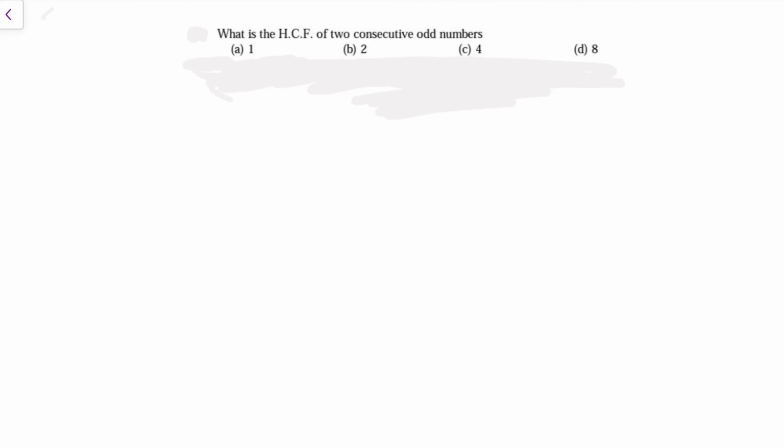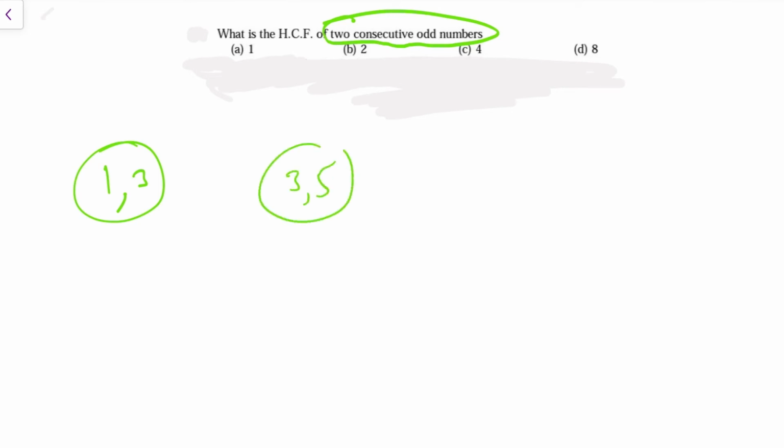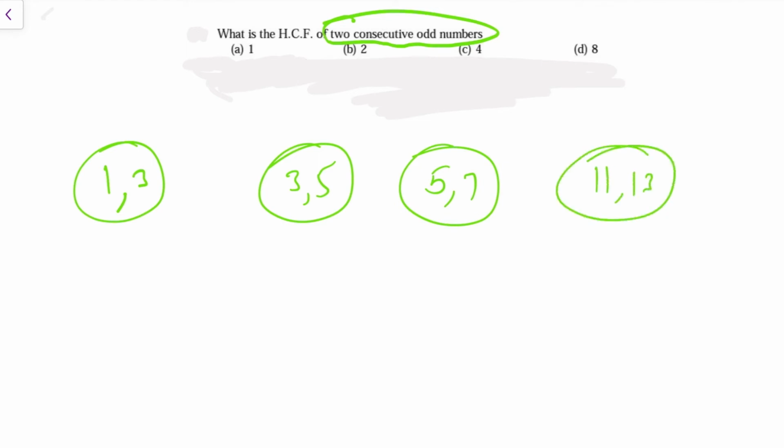If you don't have any previous idea regarding this kind of question, simply take an example and apply that to the question. He is asking only about two consecutive odd numbers. So 1 and 3 are consecutive odd numbers, 3 and 5, 5 and 7, 11 and 13 are consecutive odd numbers. Out of all these, any one pair you take and find the HCF of it.